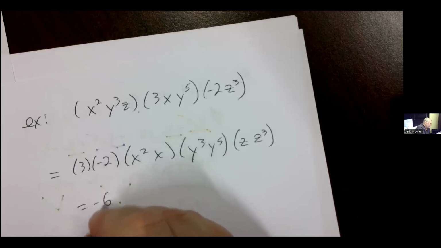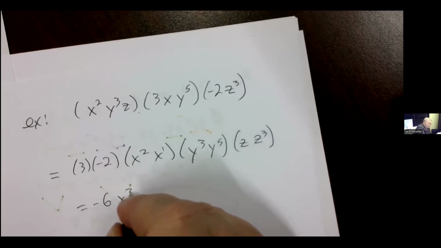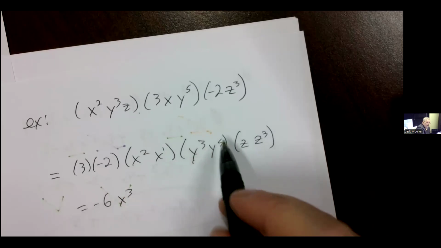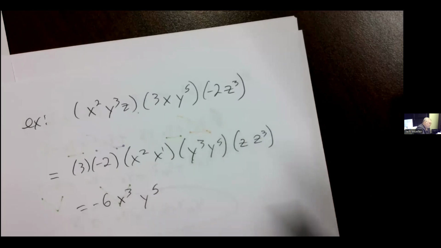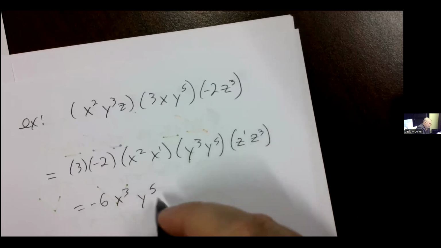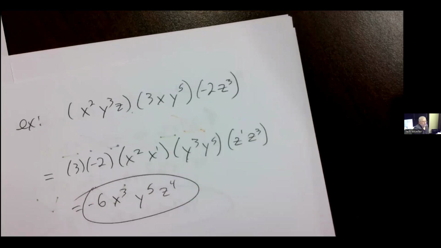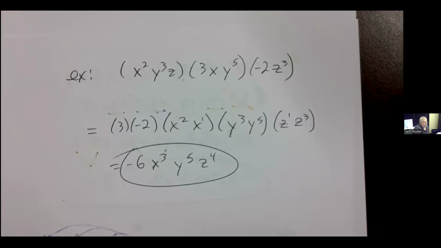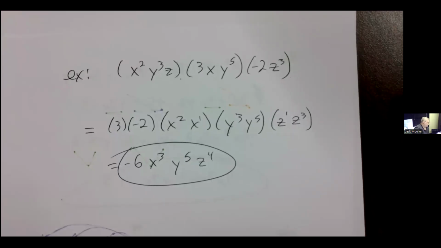So now we have negative 6. Well, 2 plus 1 gives us x cubed. 3 plus 5 gives me y to the 5th. And then 1 plus 3 gives us z to the 4th. And you're done because you don't combine your exponents on different variables.